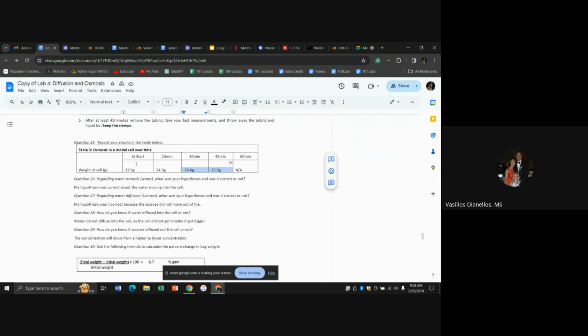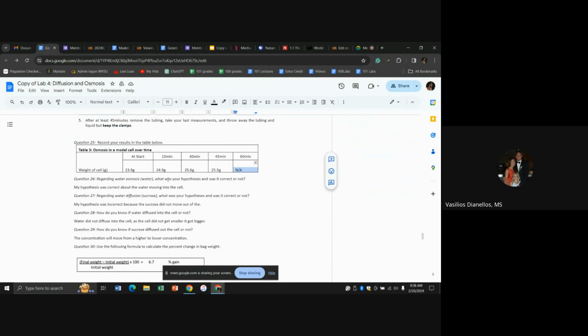Why? It shouldn't gain weight and then lose weight. Now it could gain weight and then level off perhaps. So this indicates to me that there was some sort of measuring error. Something went wrong. And I don't know what happened here, but I'm not going to worry about that. So anyway, overall it did gain weight, right? So we know overall, I can tell that water did diffuse into the cell. So with that being said, let's look at these questions.